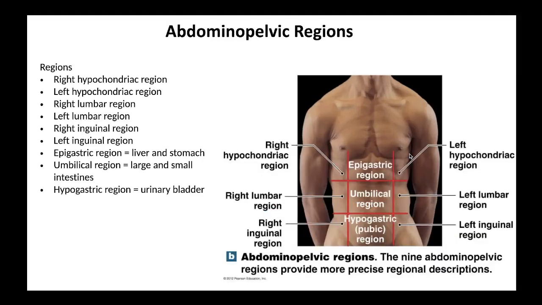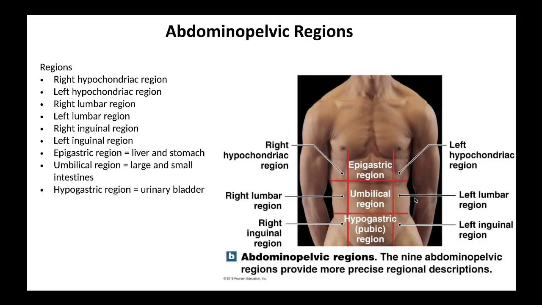Now, if you want to get into the nitty-gritty, a little bit more detailed, then you're going to have these 9 different regions. So let's start clockwise, starting from the right hypochondriac region. So over here, you have the right hypochondriac region. Then you have your epigastric region, left hypochondriac region.